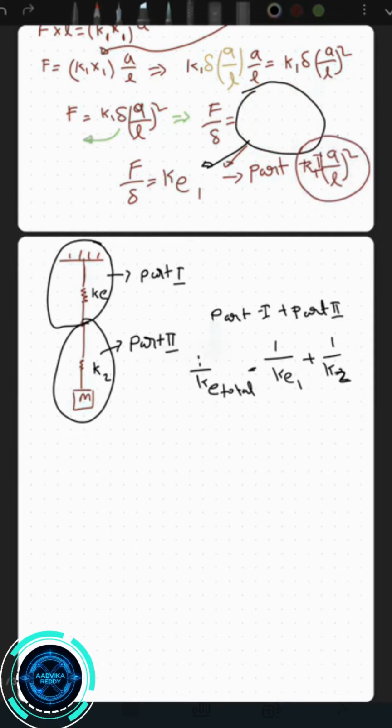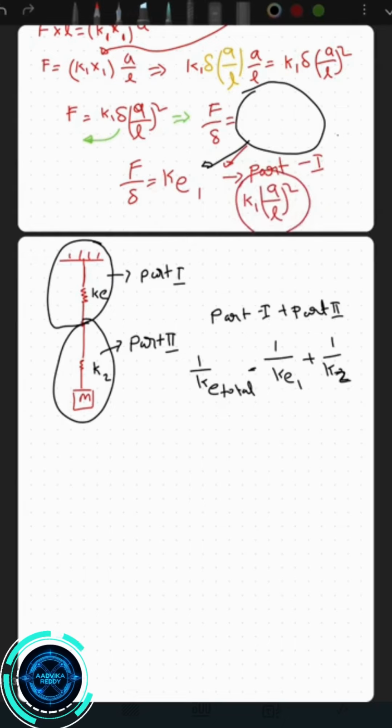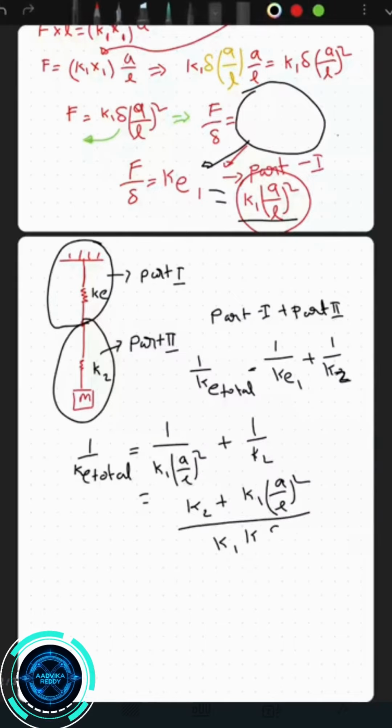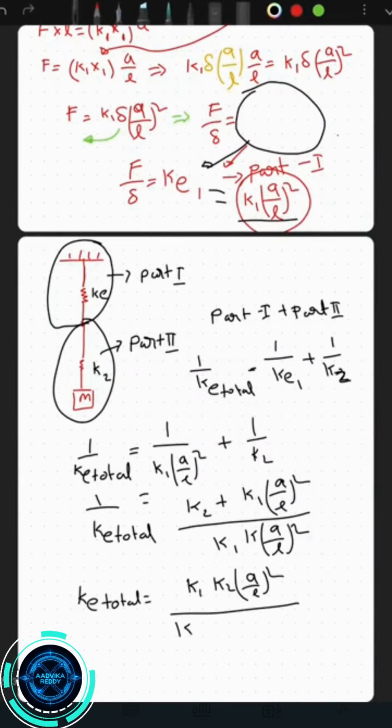Now replace KE1 with K1 terms. KE1 equals K1 into (A by L) whole square. By substituting KE1 in the total equivalent stiffness equation, we get 1 by K total equals 1 by K1 into (A by L) whole square plus 1 by K2. By solving, 1 by K total equals K2 plus K1 into (A by L) whole square, divided by K1, K2, (A by L) whole square.